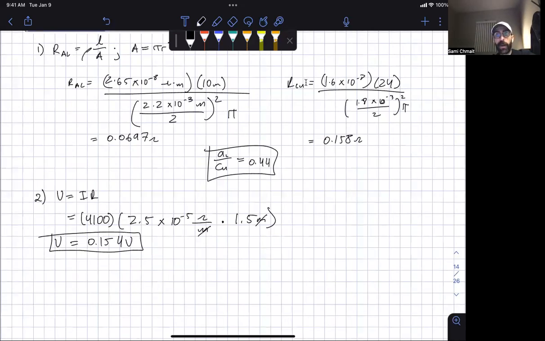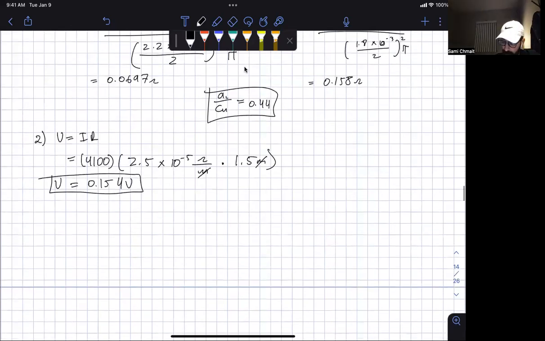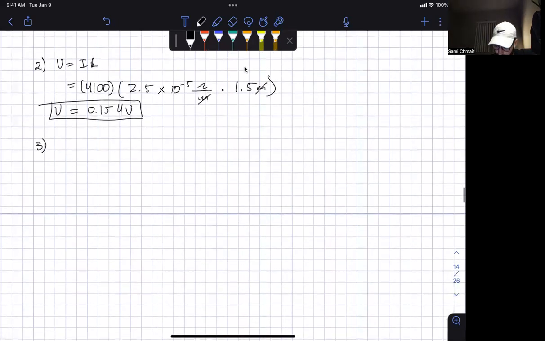Okay. So now we can move on to question number 3 here. And this is where it becomes a little more complicated. Here we have a 12-volt battery, 2 resistors and 2 capacitors connected as shown below. After the circuit has been connected for a long time, what is the charge on each capacitor? So this is an RC circuit. RC circuit means there's resistors and capacitors. That's it.